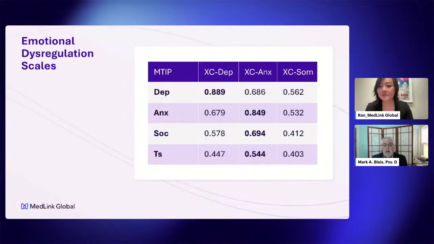And so here are our initial validity correlations. For the emotional dysregulation scales, our depression scale correlated with the cross-cutting depression at 0.88, anxiety at 0.84. They don't have a social anxiety scale, but social anxiety correlated with anxiety at 0.69, and they don't have a traumatic stress scale, but our traumatic stress scale had its highest correlation at 0.54 with anxiety.